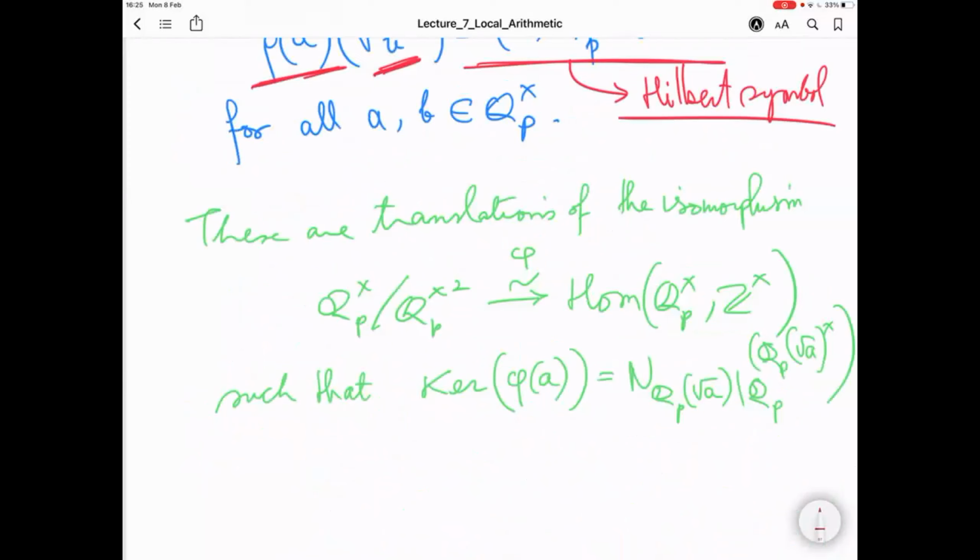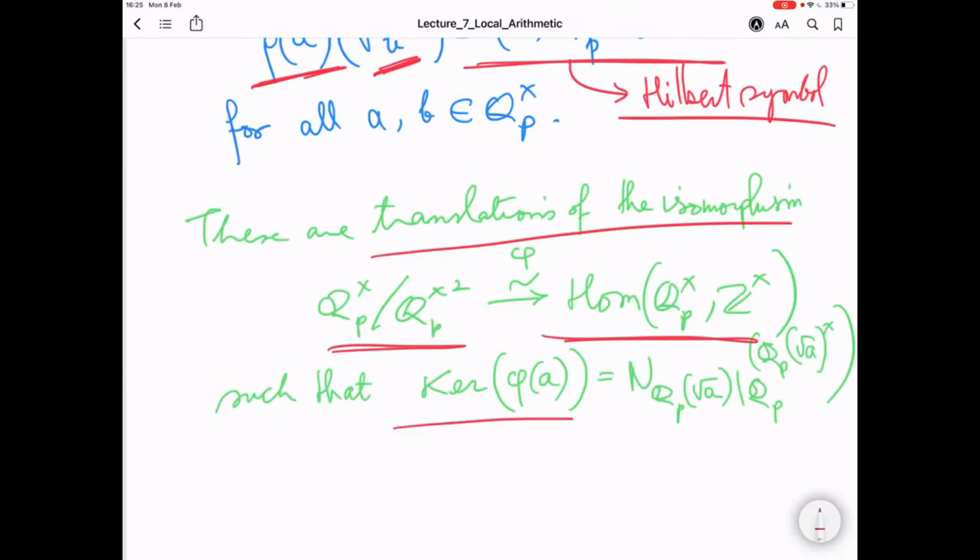So this is basically, as I've been saying, the translation of this isomorphism that we had given between this group and the group of quadratic characters, essentially, of Q_p star, such that the kernel of the quadratic character corresponding to an a in Q_p star is the image of the norm map from Q_p(root a).